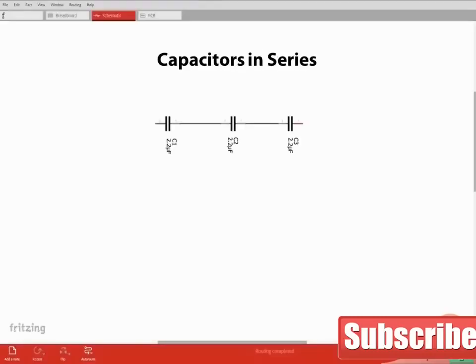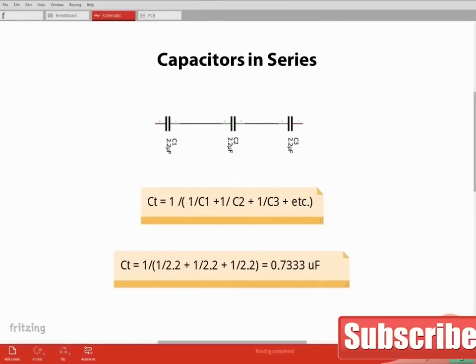The equations for total capacitance are somewhat different for capacitors than for resistors. For a series circuit, we just can't simply add the capacitances. The total capacitance is calculated by taking the inverse of the sum of the inverses of the capacitors in series. For this circuit, we have 3 capacitors of 2.2 microfarads each. Calculating, we have a total capacitance of 0.733 microfarads.